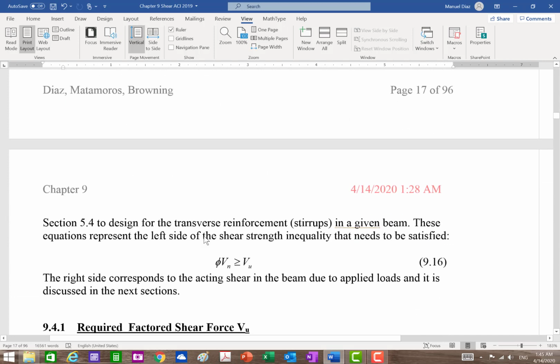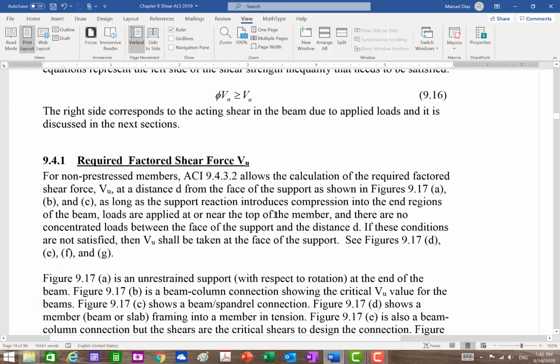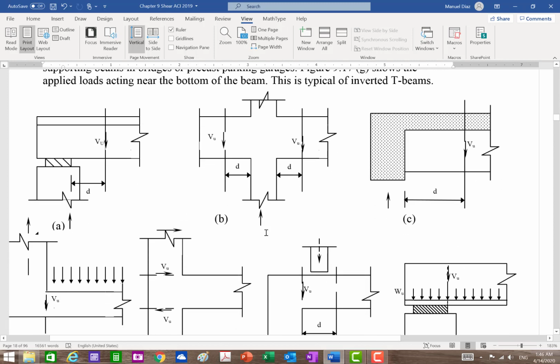And we work with that. The equations were developed already in chapter 5, right? And of course, the right hand side is your shear coming from your applied loads, right? And so how we're going to find this, here is some guidance.